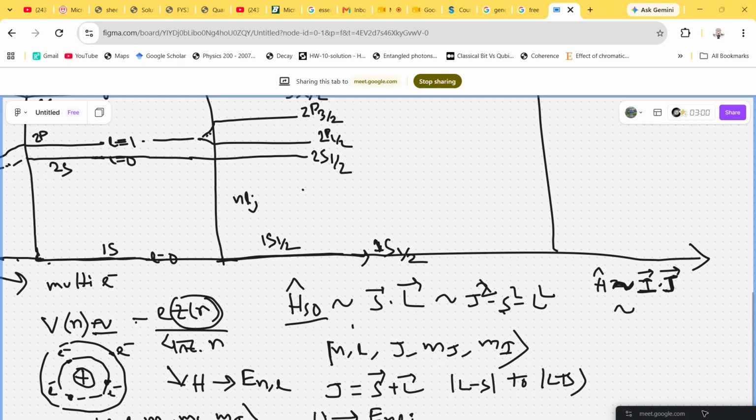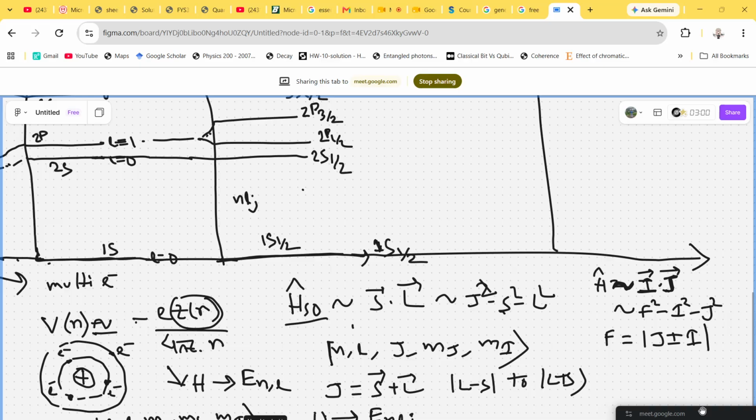And similarly you can define this like F squared minus I squared minus J squared, where F is given by mod of J plus minus I. That means F can go from J minus I to J plus I. Okay, so this is another new quantum number, the F quantum number.